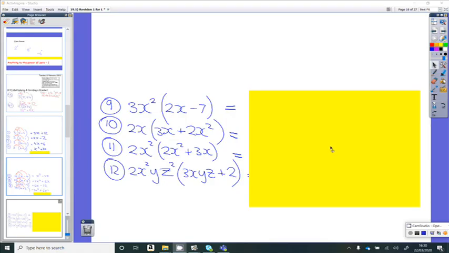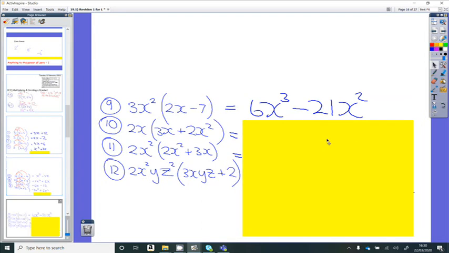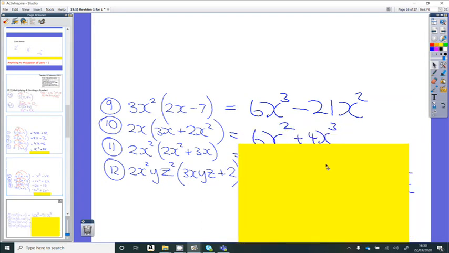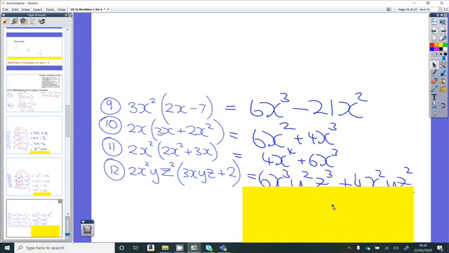Here are some trickier ones for you to have a go at. So pause the video. So 6x cubed minus 21x squared. 6x squared plus 4x cubed. 4x to the power of 4 adds 6x cubed. And finally, 6x cubed y squared z cubed plus 4x squared y z squared. So very well done if you managed to get those.